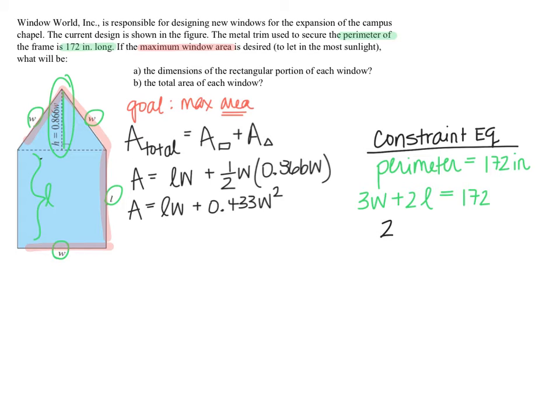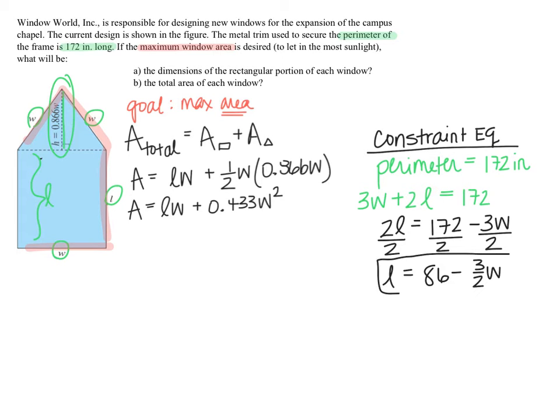So I'm going to subtract the 3W. So I'll have 172 minus 3W. And then I'll divide by 2. And remember, when you're dividing by 2, you want to divide all of the terms on the right-hand side by 2. So we have 172 divided by 2, which will be 86, minus 3 halves W. And I like to go ahead and put a box around this equation because that gives me a nice relationship between length and width that may be useful later on.